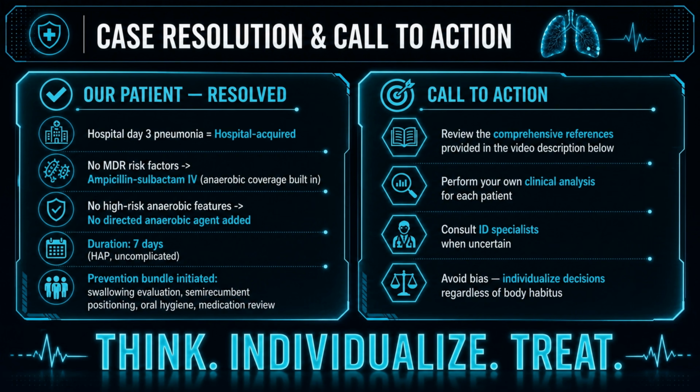You assess him and find no putrid sputum, no cavitation, and no severe periodontal disease. So you correctly decide not to add a directed anaerobic agent like clindamycin. You plan to treat him for 7 days for uncomplicated hospital-acquired pneumonia. Simultaneously, you initiate a prevention bundle: a formal swallowing evaluation, semi-recumbent positioning, oral hygiene, and a critical review of his medications, specifically his antipsychotic. I encourage you to review the comprehensive references provided in the video description below, and always perform your own clinical analysis for each patient.